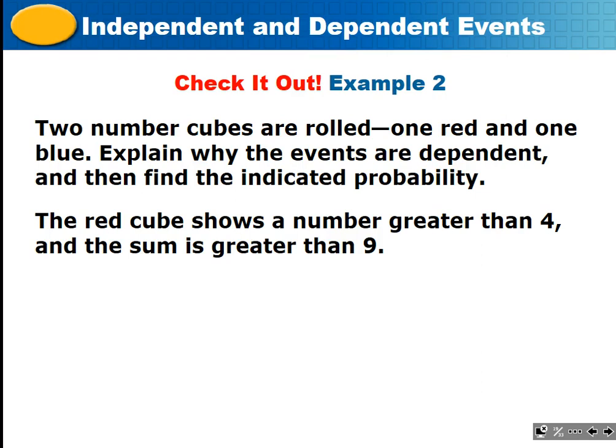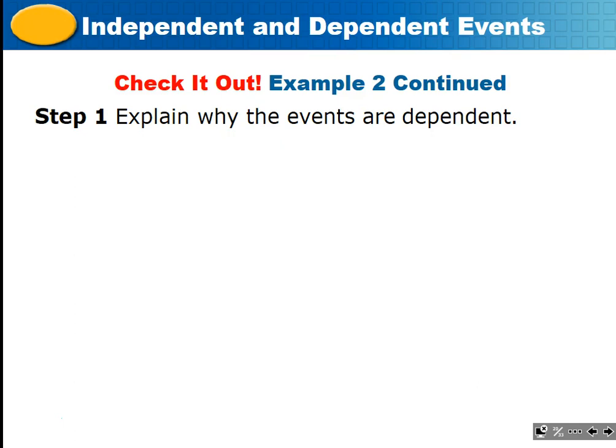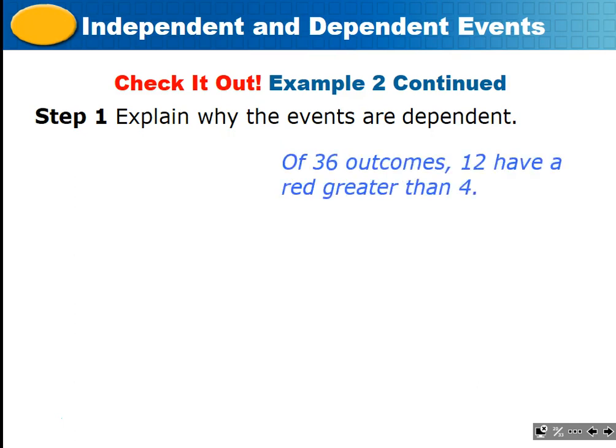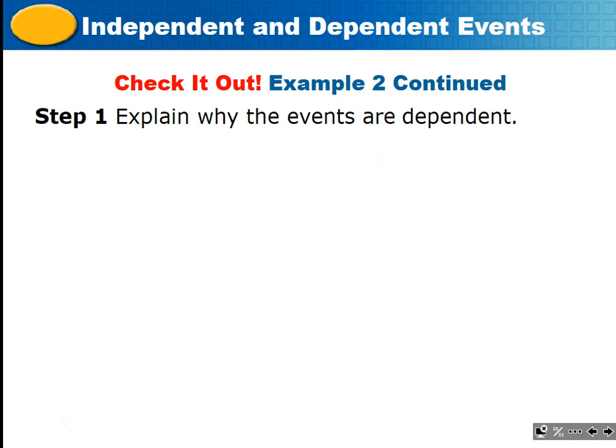So what are the numbers that are greater than 4 on a number cube that's got 6 numbers on it? That would be 5 and 6. And so then we're going to look at the sum is greater than 9. So here again, let's do it this way. I'm trying to figure out a way. Let's just fit it up here.